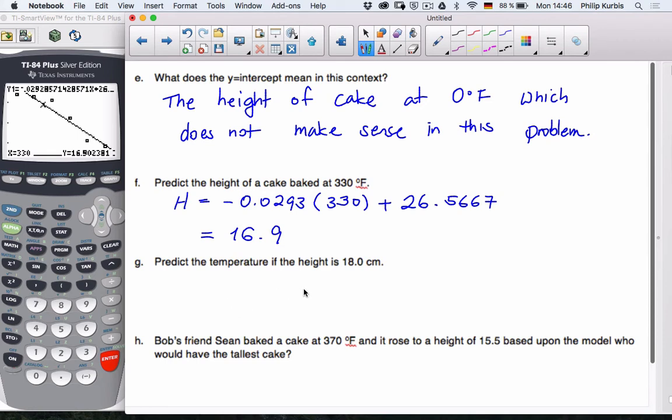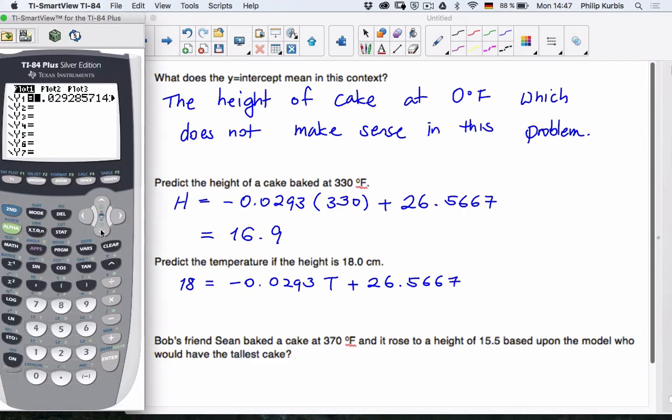Now we're going to predict the temperature if the height is 18. So again, our method mark comes from showing that we know that 18 is equal to negative 0.0293, here's the temperature which we are going to find. In this case, you could again, of course, do it algebraically, or we can graph the line 18, which will give us a nice flat line. And then we can find the intersection of these two things.